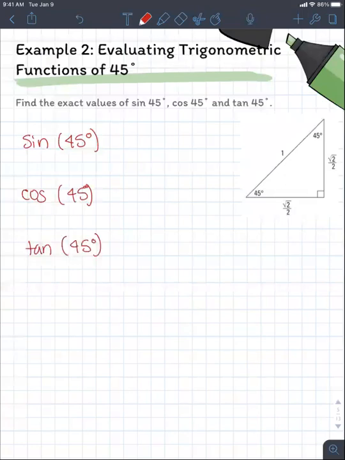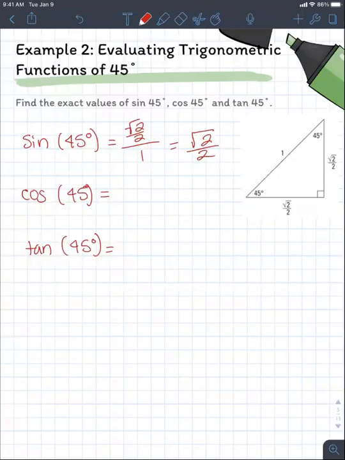So remember, sine is opposite over hypotenuse. It doesn't matter which opposite side we use because notice that those are the same. So opposite of 45, we're going to get square root of 2 over 2. And then our hypotenuse is 1. If we simplify that, it's just square root of 2 over 2. You might notice from your unit circle or from the trig table that this is the same value for sine of 45. It's always going to be square root of 2 over 2.